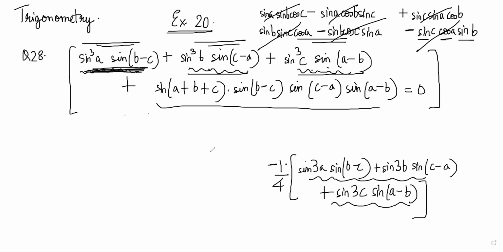Sir, how do I simplify this bracket? What I will do is I will take minus 1 by 8 and I will put a 2 inside each of them, right? Minus 1 by 8 and 2 sine 3A sine B minus C, and sine A plus B. And do you understand what step I am saying?